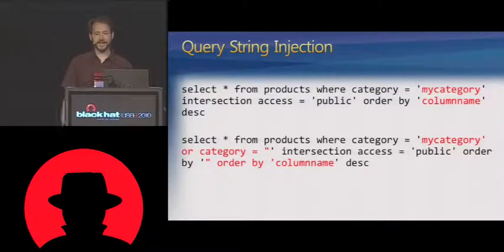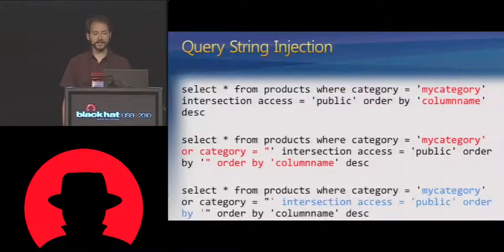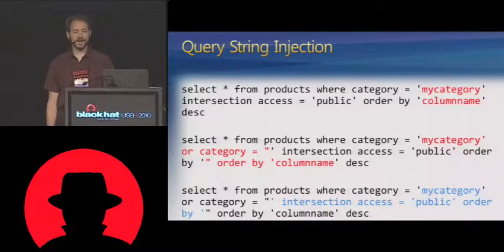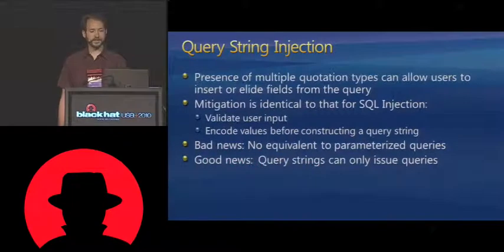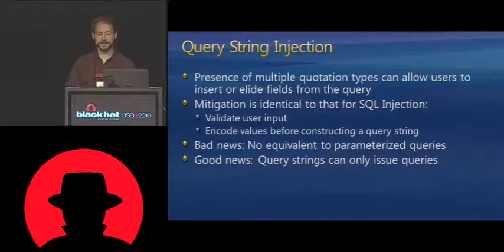Well, if I take that string and pass it back to the database as a query string, it's going to be interpreted this way instead. That's the same string with different highlighting. I'm now saying the category has to equal the one they selected, or the category has to equal a bunch of junk strings where I've just taken the access control out. And then I order by column name. So now I'm getting all data items rather than just the public ones. So the presence of multiple quotation types can allow users to insert or elide fields from the query.